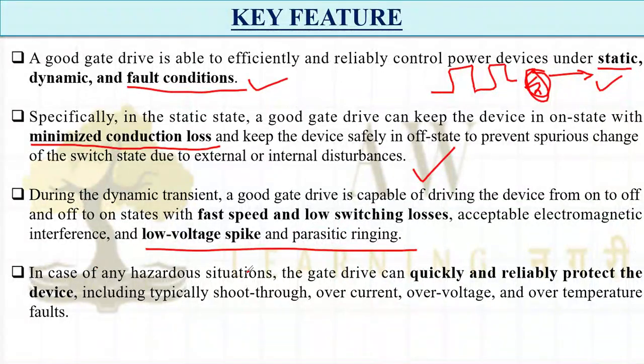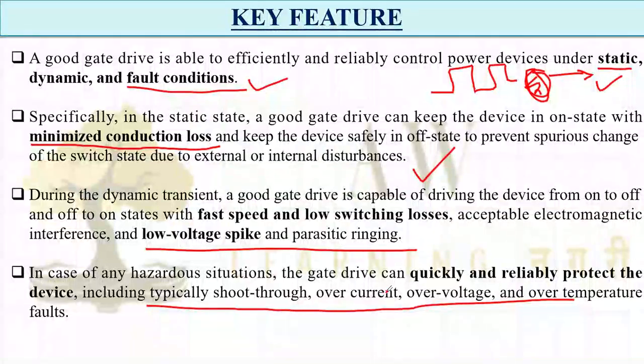In case of any hazardous situation, the gate drive can quickly and reliably protect the device, including a typical shoot-through, overcurrent, over voltage, or over temperature fault. Okay, so these are the different faults. We will learn this in upcoming lectures: what is shoot-through, what is overcurrent, what is over voltage, and what protections are available for over voltage and overcurrent. So these things are very important.